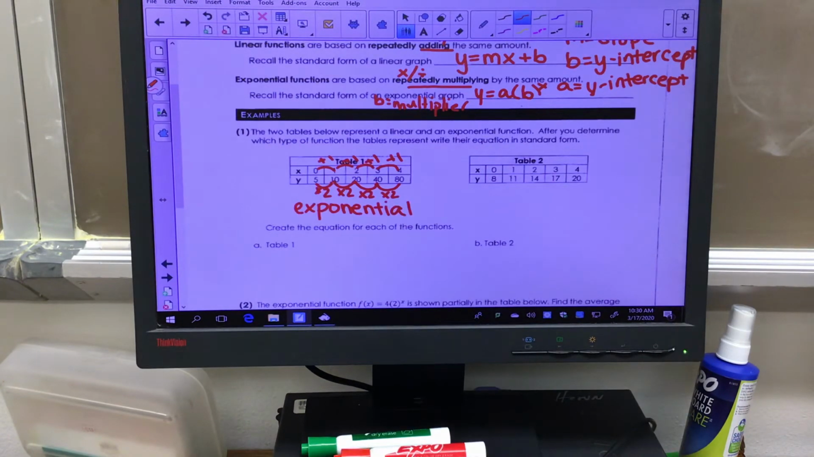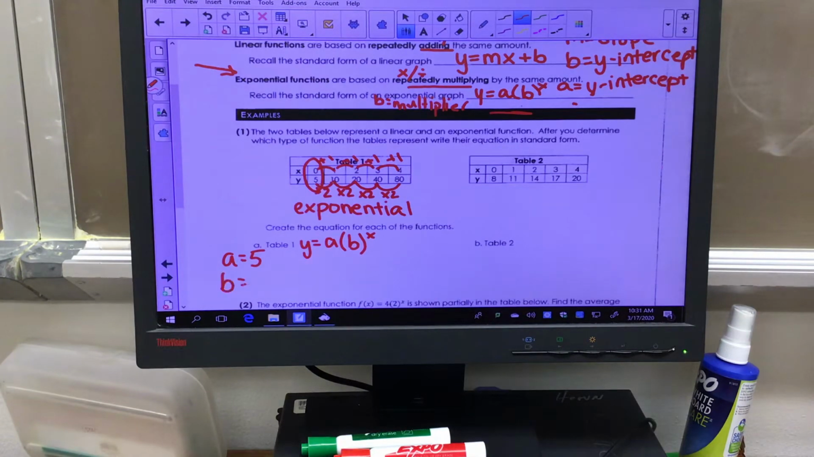So it wants me to create the equation for this table. So I'm going to go back up here. What do I know about exponential functions? The equation I have right here: y equals a times b to the x. A is our y-intercept. My y-intercept is where I touch the y-axis, so x is 0. So I know my a is 5.